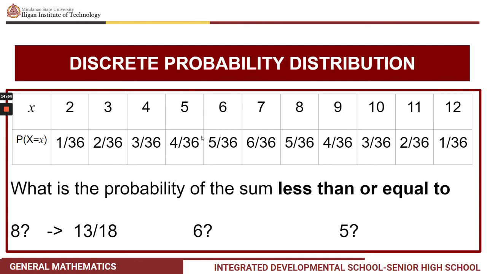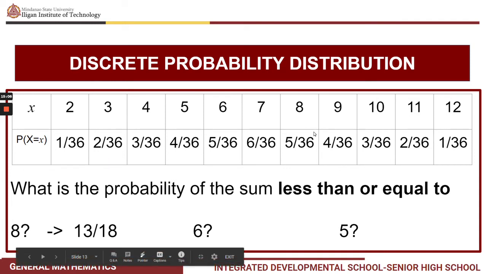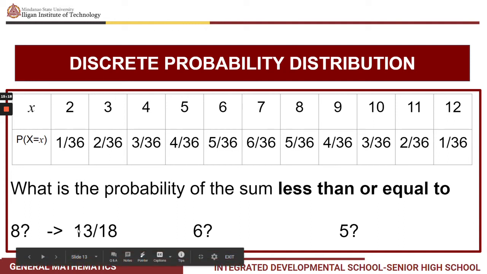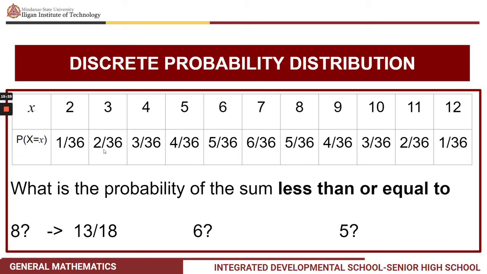Itong probability distribution natin, class, it's great because makukuha natin yung probability ng, say, for example, less than or equal to 8. To get the probability of less than or equal to 8, you just have to add all the probabilities na from 8 pababa to 2. So if you add these probabilities, you will get 13 over 18. So ganyan lang siya. So say for example, less than or equal to 6. So ito, 5 over 36 pababa to 1 over 36.